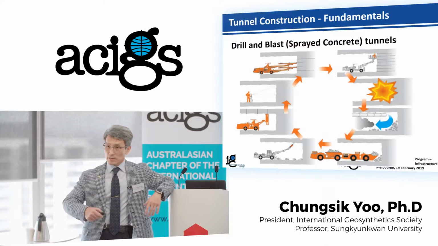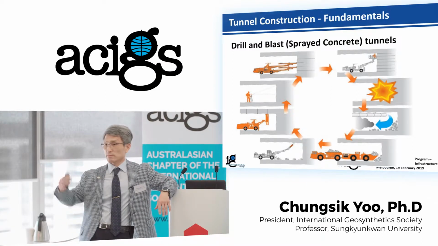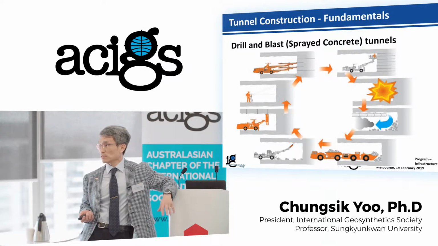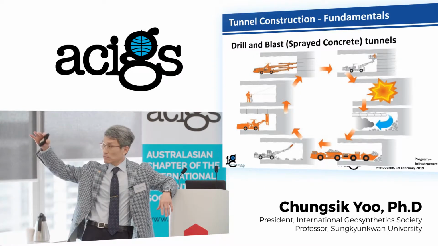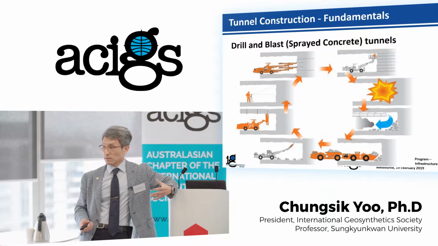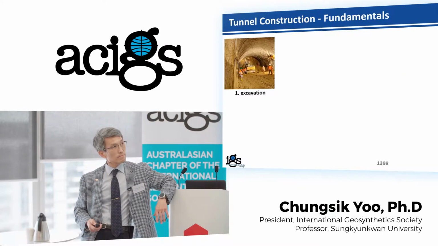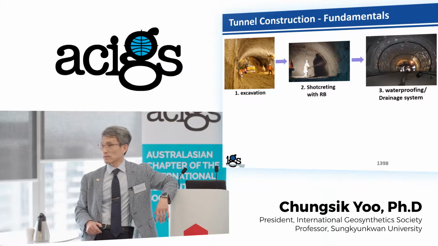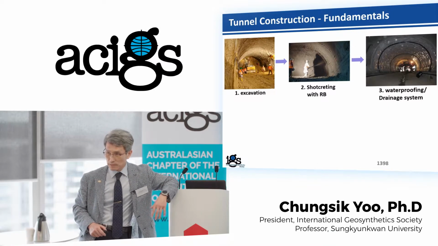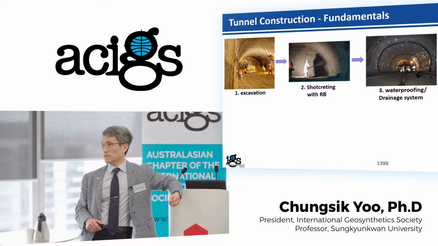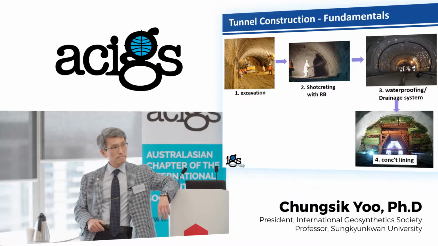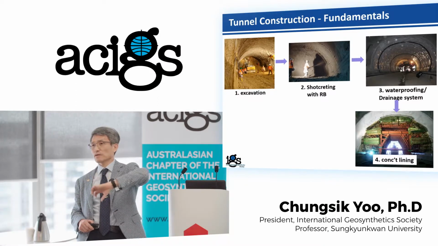But because the ground itself has water, the groundwater table, the tunnel is actually a big drain. So if tunneling is done under the groundwater table, then you have to provide waterproofing as well as a drainage system. So this is a picture: excavation, shotcreting, and rock bolting. And then you provide a waterproofing membrane, sometimes without drainage and sometimes with drainage, depending upon how the water is treated. And then you construct a final concrete lining.